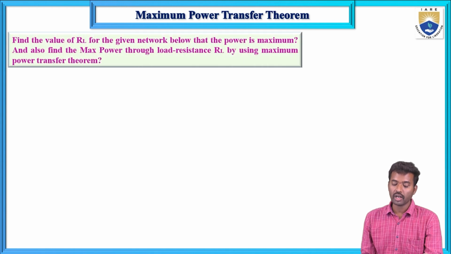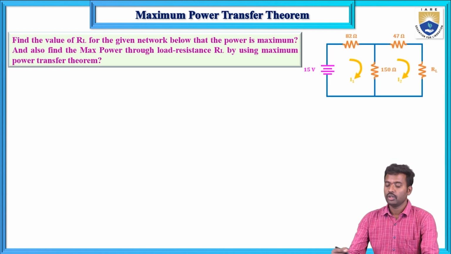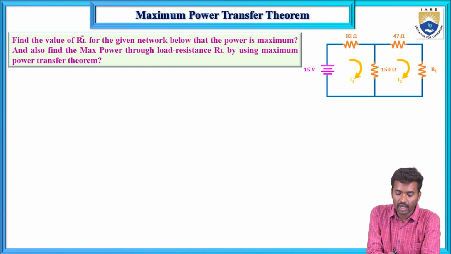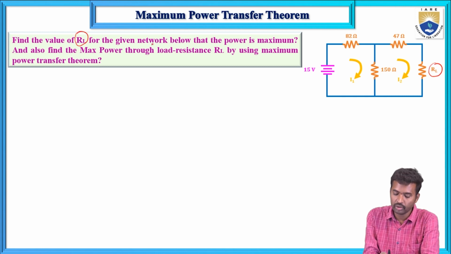Now let us take one problem. Find the value of RL for the given network below which power is maximum, and also find the maximum power through the load resistance RL by the maximum power transfer theorem. In the circuit there are 15 volts, 82 ohms, 150 ohms, 47 ohms and RL. You are supposed to calculate the RL value for maximum power transfer to the load. Find the value of RL in the given network so that power is maximum.